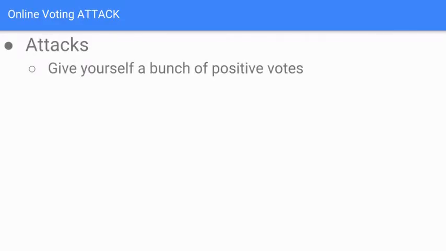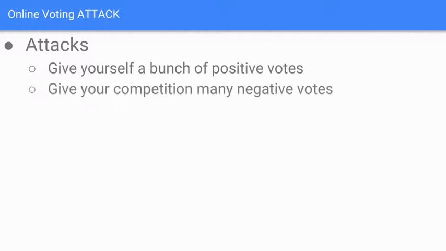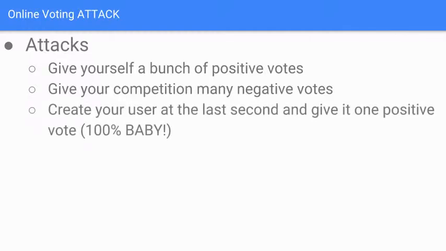Attacks. All right, these ones are fairly obvious. Give yourself a bunch of positive votes. Give your competition many negative votes. Now here's the next one. Create your user at the last second and give it one positive vote. 100% baby, right? 100% positive.